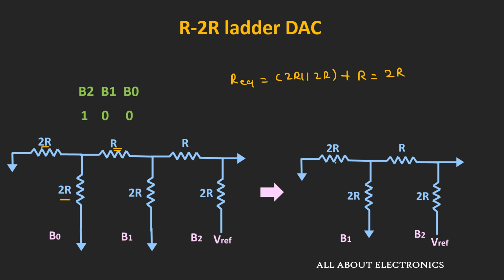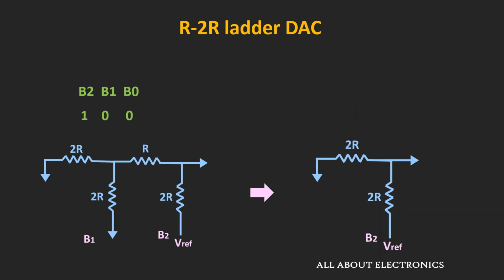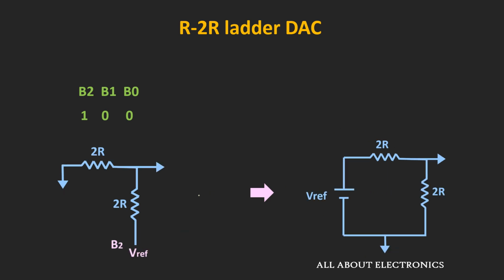Now once again, if you notice over here, these two resistors are connected in parallel and that combination is connected in series with this resistor R. So the equivalent resistance of these three resistors will be equal to 2R. And if you see the equivalent circuit, then it will look like this. So here, to find the output voltage, let us find out the Thevenin's equivalent for this circuit. And the same circuit can be redrawn like this.